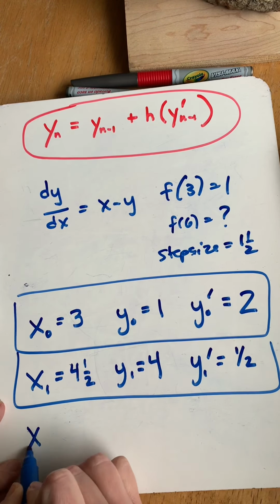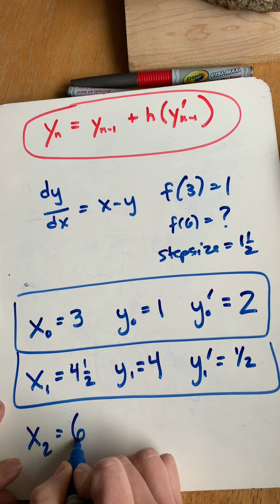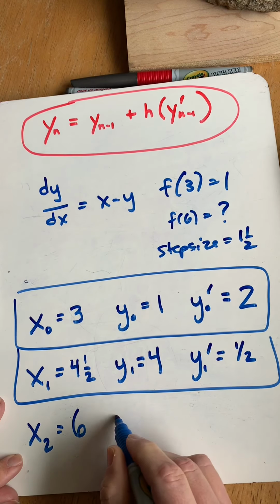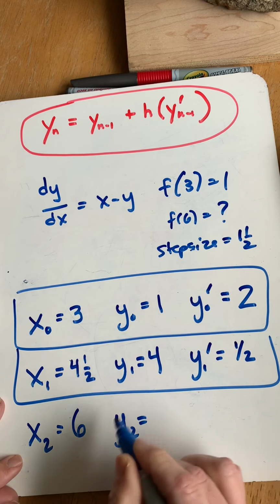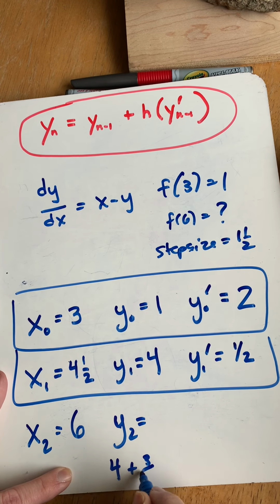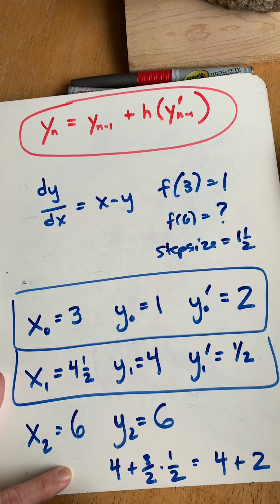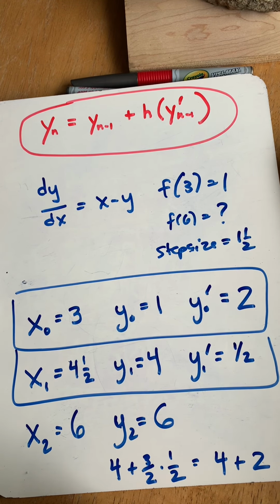Second step, add 1.5. So our next x will be 4.5 plus 1.5, so 6, which is where we're going to want to end. And our next y, I need to use Euler's method. Use the y that came before plus the step size times the derivative that came before. So we're going to have 4 plus 2, 6. Let's see if we're right. I hope that we're going to hear the magic little ding. Try again. Shoot.